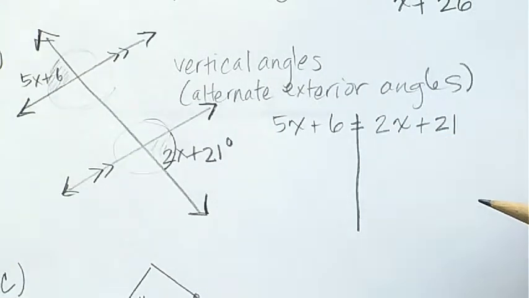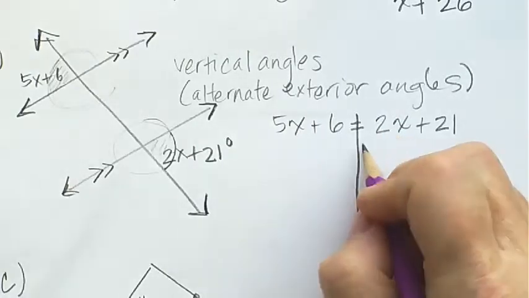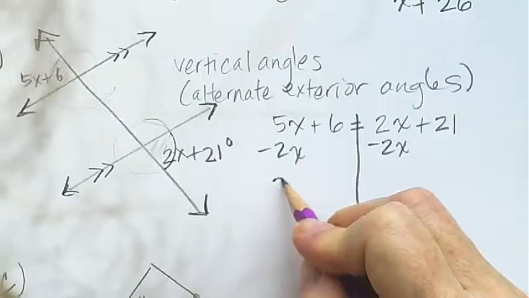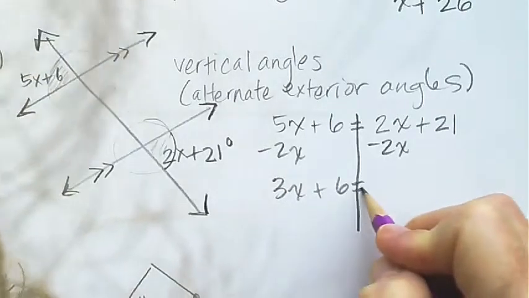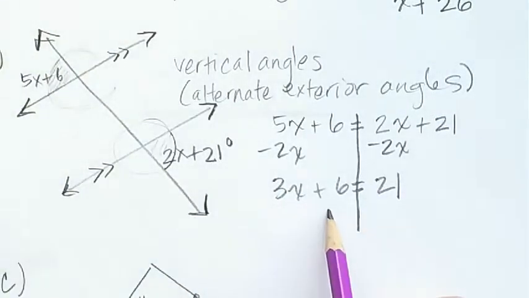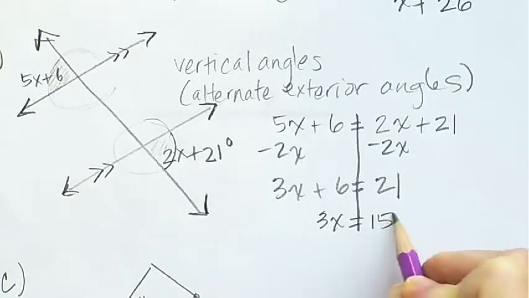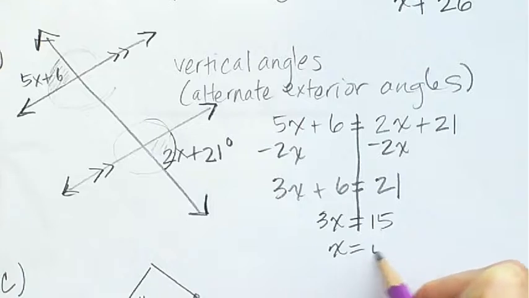There are x's on both sides. There's four things you can do. I recommend you get rid of the smaller one. Minus 2x on both sides. So 3x plus 6 equals 21. Subtract 6 from both sides. Divide by 3. So x equals 5.